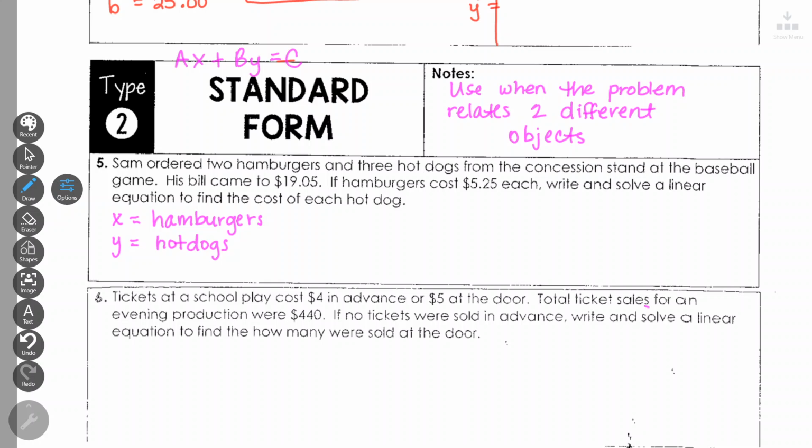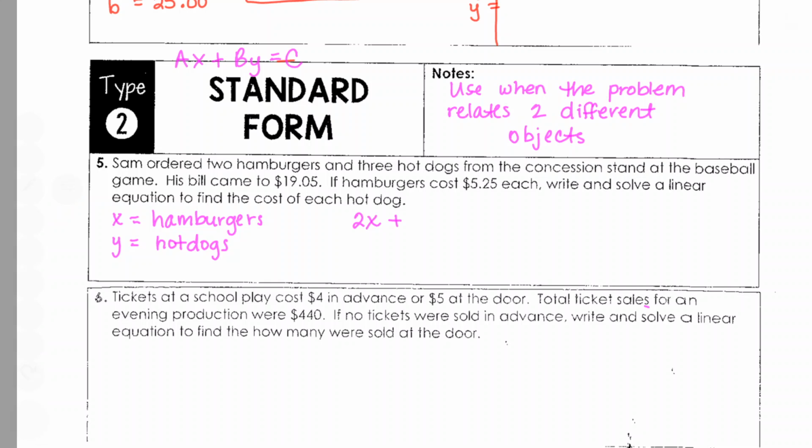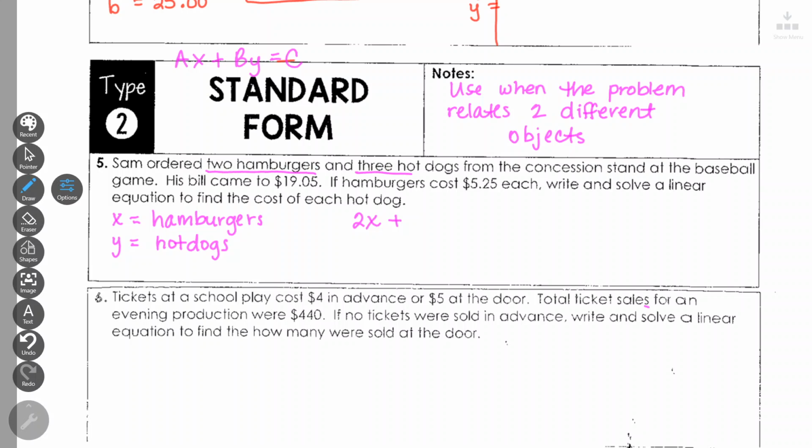So how many hamburgers? It says 2 hamburgers, so we say 2x. Plus, how many hot dogs? 3 hot dogs, so plus 3y. And we're going to set that equal to how much he paid in all, the total, $19.05. Now that is our linear equation.